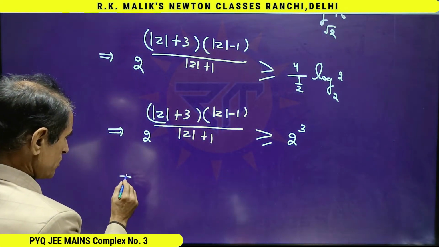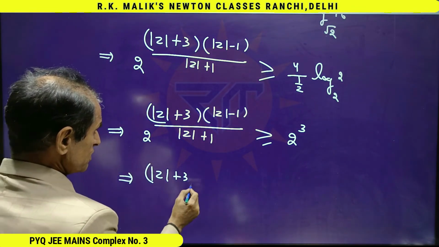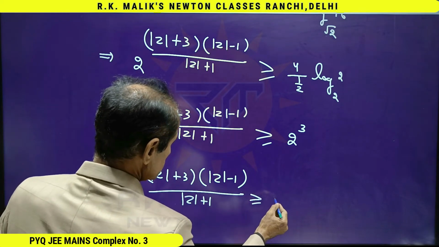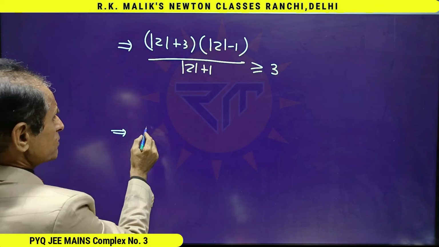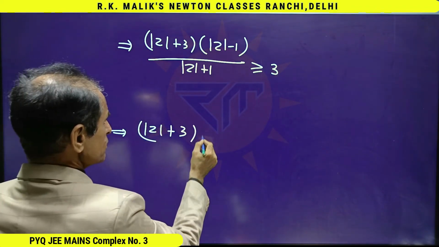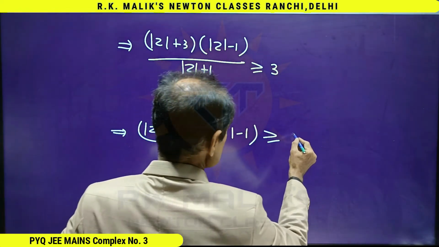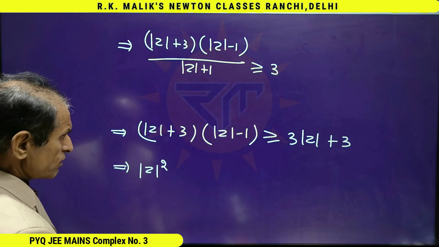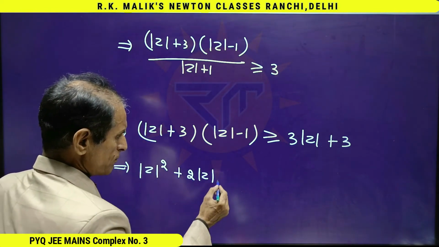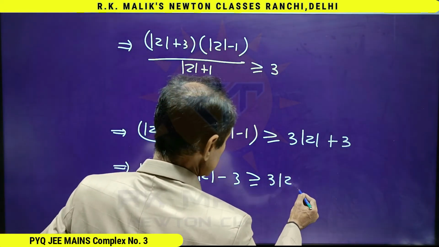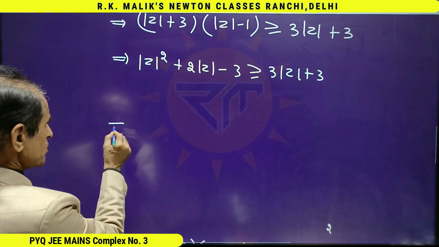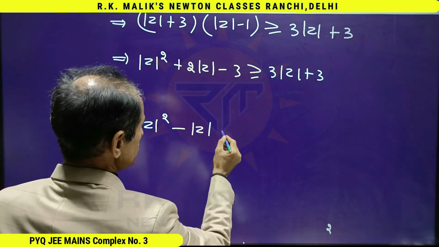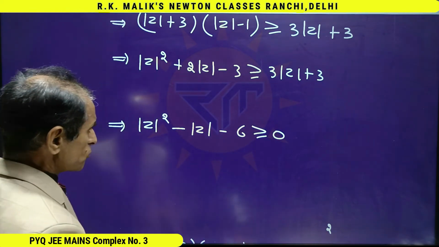That is, I can say (mod z plus 3) into (mod z minus 1) upon (mod z plus 1) is greater than or equal to 3, which implies that (mod z plus 3) into (mod z minus 1) is greater than or equal to 3 into (mod z plus 1), that is mod z squared plus 2 mod z minus 3 is greater than or equal to 3 mod z plus 3. That is, I get mod z squared minus mod z minus 6 greater than or equal to 0.